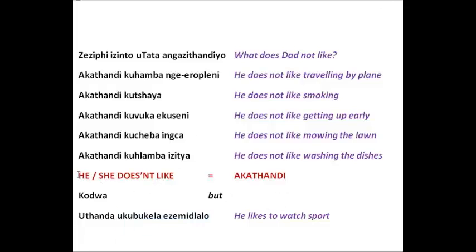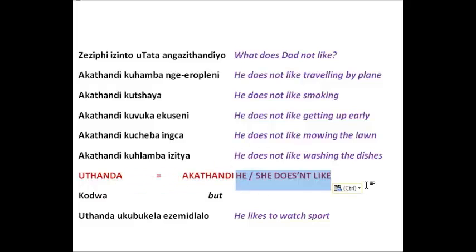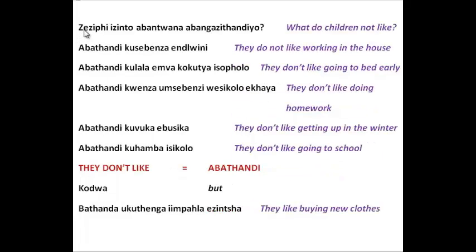And uthanda, he does like, becomes akathandi, he or she does not like. So ndithanda, andithandi, that refers to me. Uthanda, akathandi, that refers to what he or she likes and does not like. Moving on to what they like and do not like.